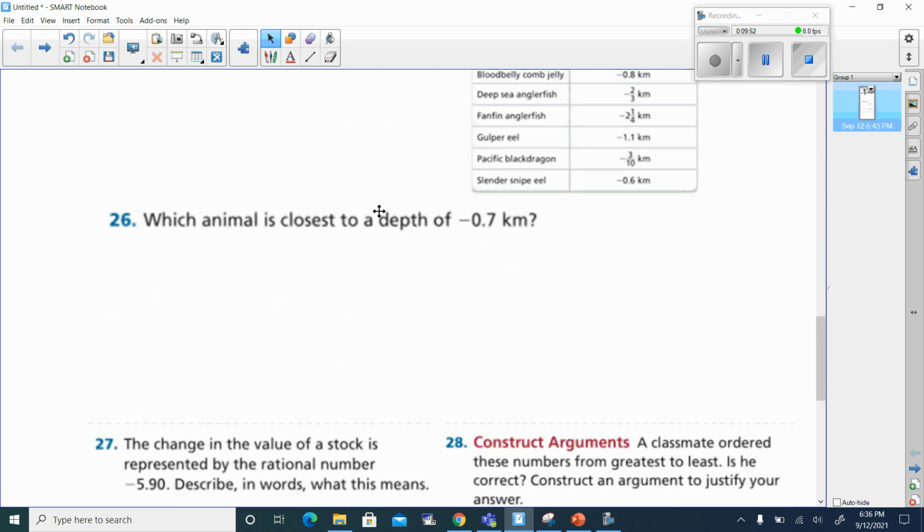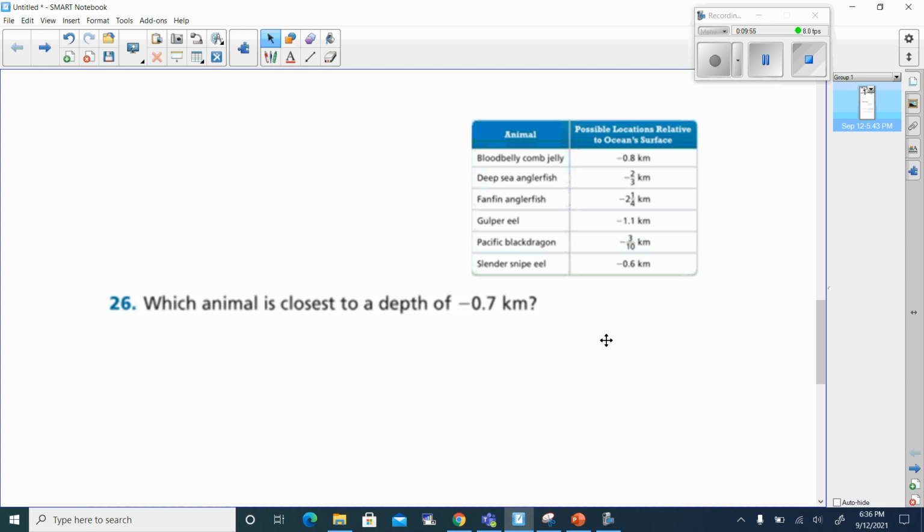Suppose you plot the locations of the animals on a number line. Here are our animals. Which animal is closest to a depth of negative 0.7 kilometers? Well, we got negative 0.8, okay? We got a blood belly comb jelly. And we also have negative 0.6 kilometers for a slender snipe eel. So which animal is closest to a depth of negative 0.7? I would say both of those would qualify.